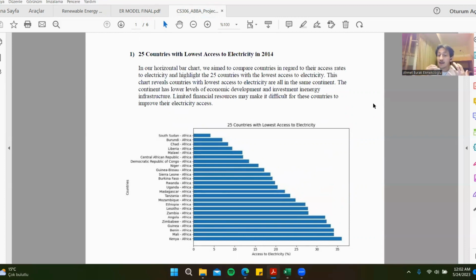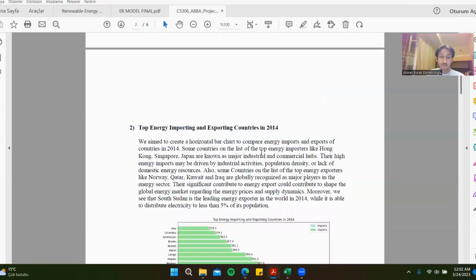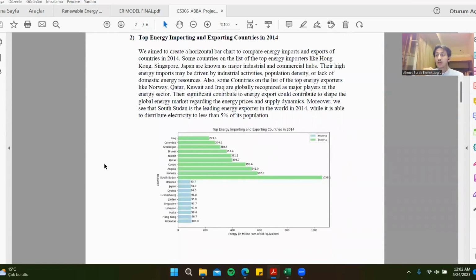So we can actually see how Africa is underdeveloped compared to other countries. South Sudan has the lead in this graph, with 4% of its population having access to electricity. The impressive thing is related to the second graph. Here we have countries with the most imports and exports of energy. South Sudan, that we just talked about, is the world's leading energy exporter. And the thing is, it cannot provide electricity to 95 or 96 percent of its population, which is a really sad and depressing result.